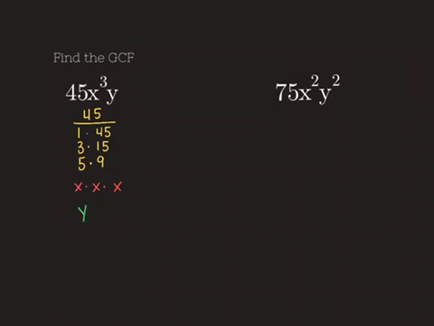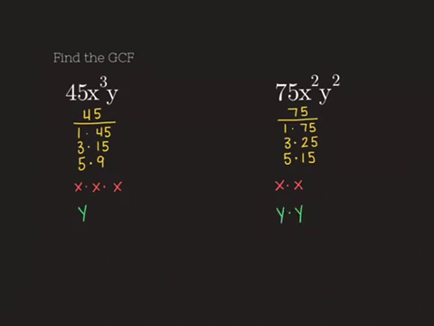So then let's go over and look at 75. So we can do 1 times 75. 2 doesn't work, but we can do 3 times 25. 4 doesn't work. We can do 5 times 15. 6 doesn't work. 7 doesn't work. 8, 9, 10, 11, 12, 13, 14, and then we're back to 15. We can write x squared as x times x, and we can write y squared as y times y.